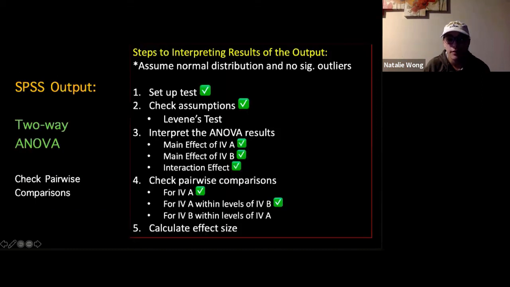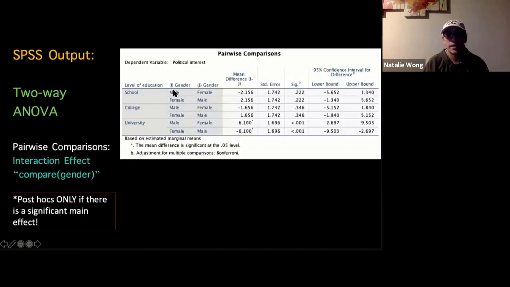That takes care of the first way we can look at the interaction. The second way would be the reverse of that. So looking at differences between males and females within each level. So this would be associated with the compare gender line of code that you stuck into the syntax.